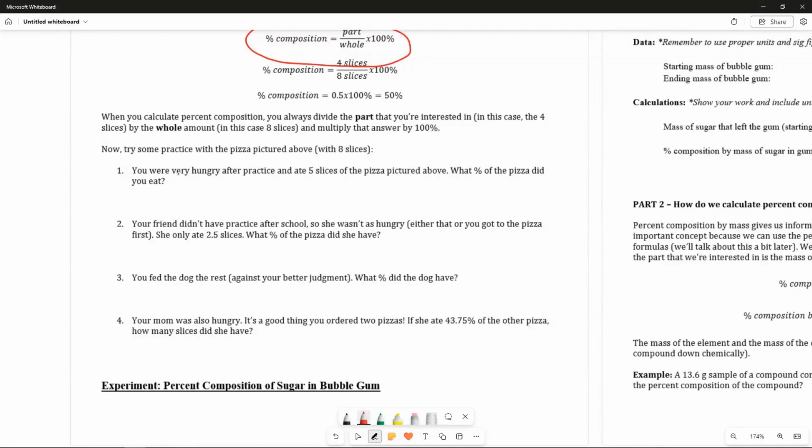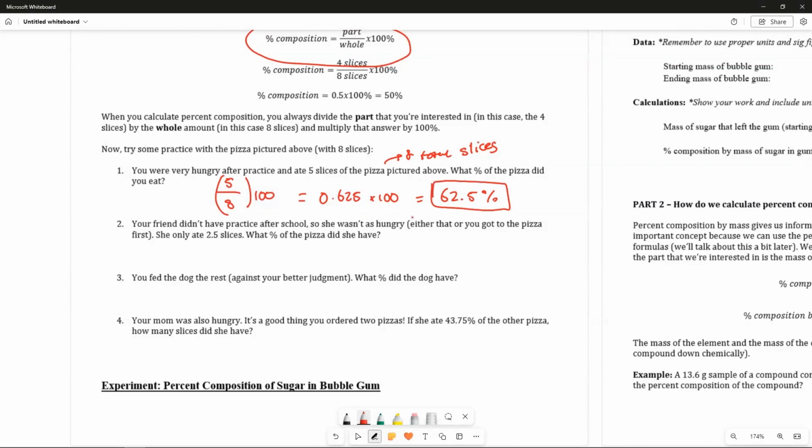Question 1 says you were very hungry after practice and ate 5 slices of the pizza pictured above. We have 8 total slices in the pizza given. Alright, so if we ate 5, that's part 8 whole times 100. Right? You go ahead and plug that all into your calculator. So 5 divided by 8 gives us 0.625 times 100, which is 62.5%. So what percent of the pizza did you eat?